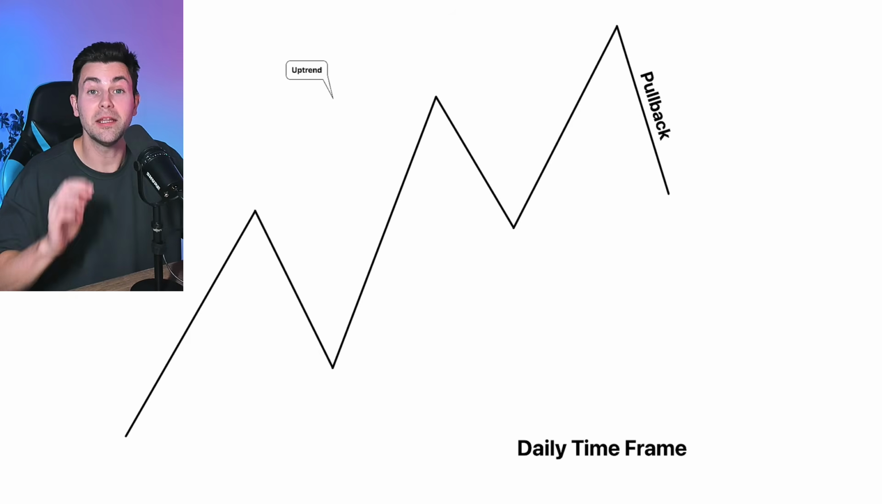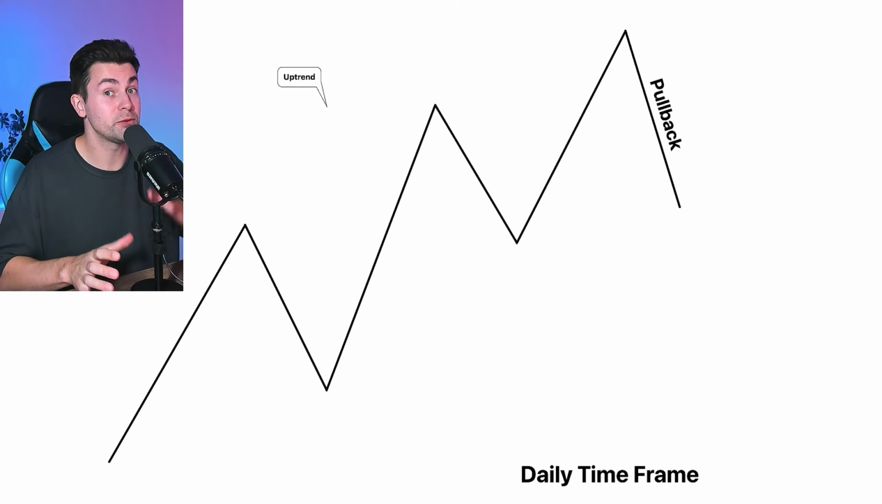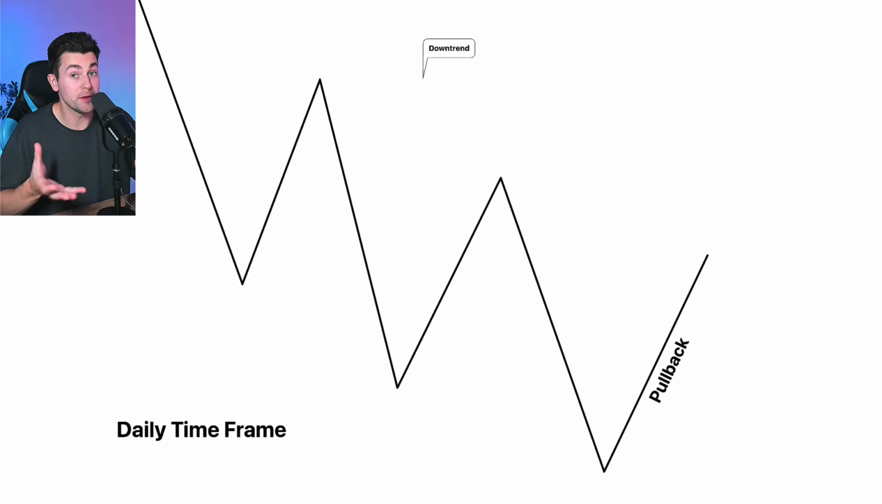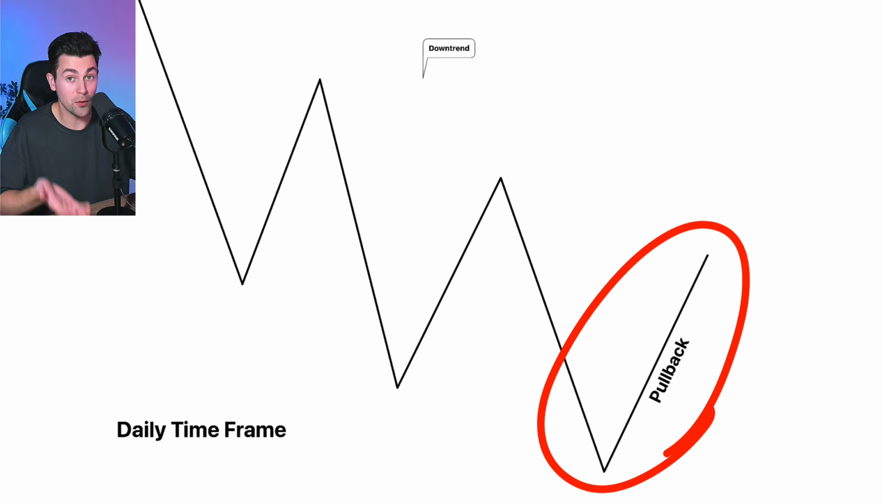Our condition number 2 is that we will buy or sell only after a pullback. In an uptrend, buying from the highs is very risky. The market should retrace from the high first. In a downtrend, selling from the lows is very risky. The market should pull back from the low first.